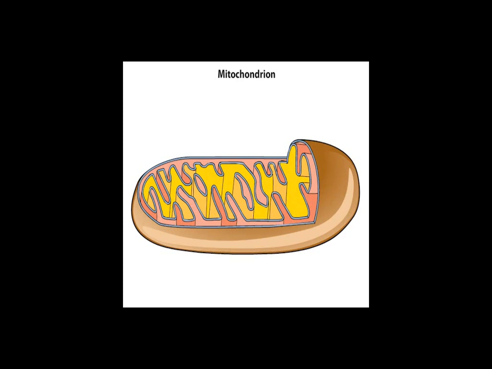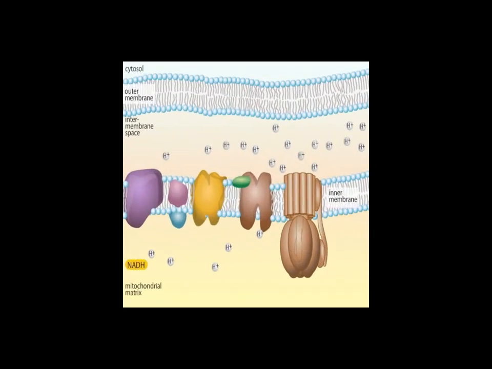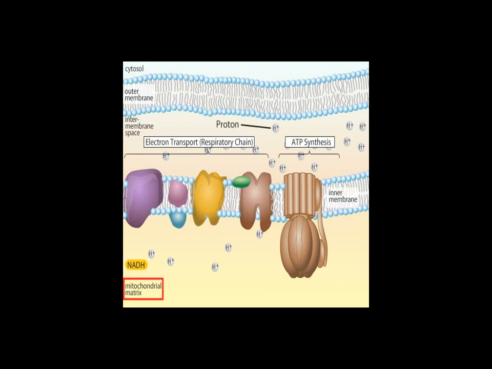ATP synthesis take place. A mitochondrion has 2 membranes, an inner and an outer membrane, that divide the organelle into separate compartments. The inner membrane contains the components required for electron transport, called the respiratory chain, and ATP synthesis. The intermembrane space comes to be filled with protons pumped from the matrix by the action of the respiratory chain.